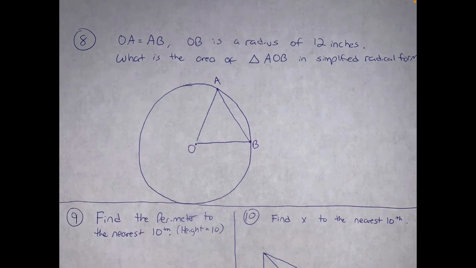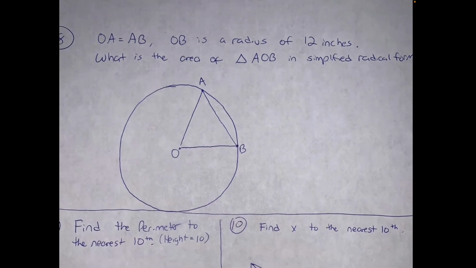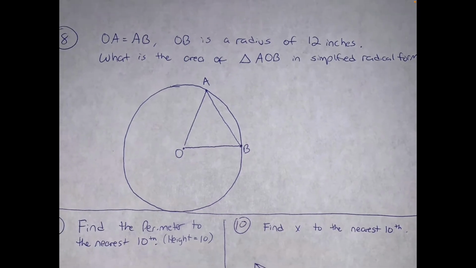Okay, I'm going to skip number 7 for now and come back to it at the end. But number 8 tells us that OA equals AB, and OB is a radius of 12 inches.